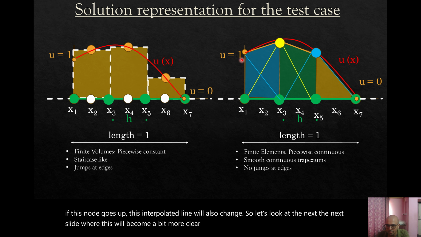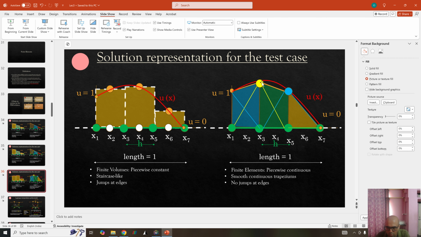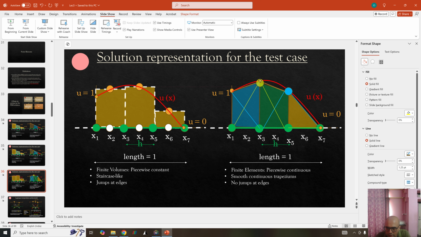So here we have a diffusion reaction problem where this red line is representing the solution, right? So let's get out of the slideshow mode, and this will make it more clear. So this is my coefficient, which is scaling these polynomials, right? So as I move this, these polynomials are also getting scaled, right? So in the finite element formulation, I'm asking the question: what are these coefficients? Okay, I have to find out. These coefficients are the undetermined variables.